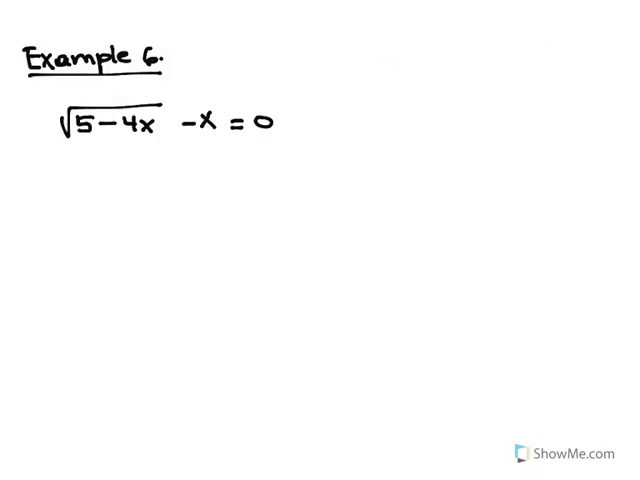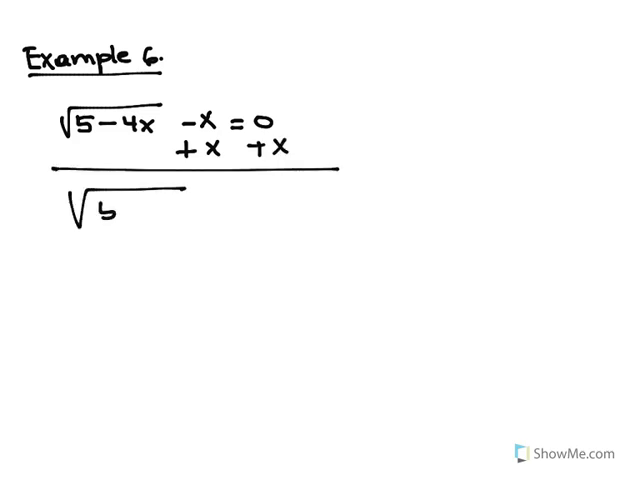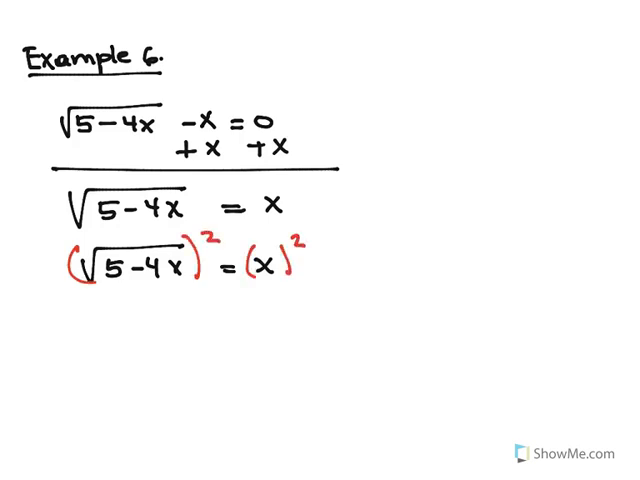Okay? Let's do our last example, and remember the first thing I need to do is isolate the radical. So I'm going to add x on both sides just so I end up with my radical all by itself. So the square root of 5 minus 4x is equal to x. Now that I have the radical by itself, I'm going to square both sides, because I need to kill the radical. When I square, the radical gets destroyed and I get 5 minus 4x is equal to x squared. So this is a quadratic equation.